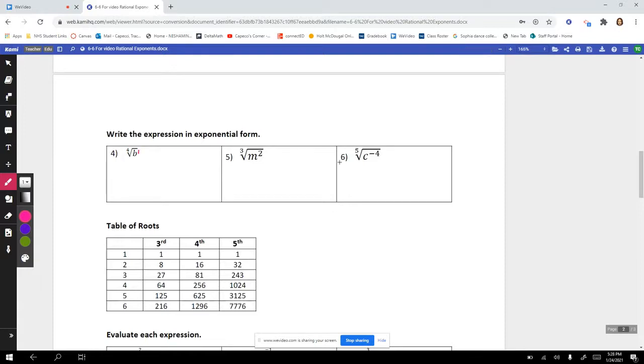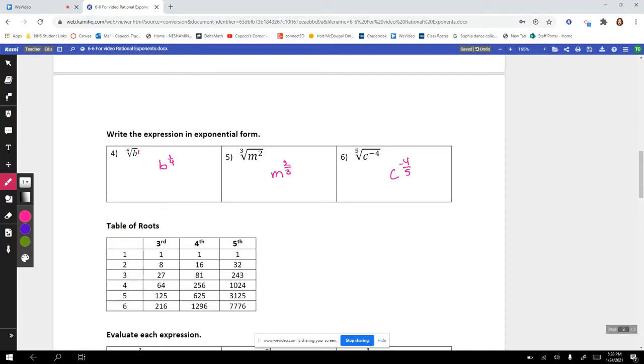So I know my b is to the first, so it's going to be b to the 1/4. Same thing with m. This is going to give me m to the second as my numerator, and my index is my denominator. And we are going to have some negative exponents. So this becomes c to the -4/5. And we'll deal with more of what we're going to do with that later to simplify.